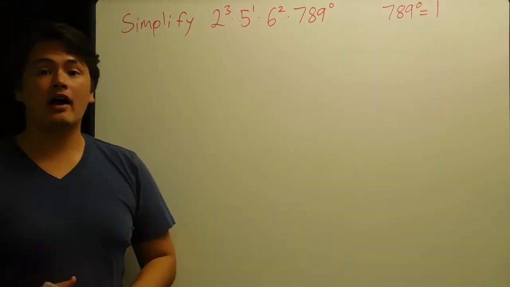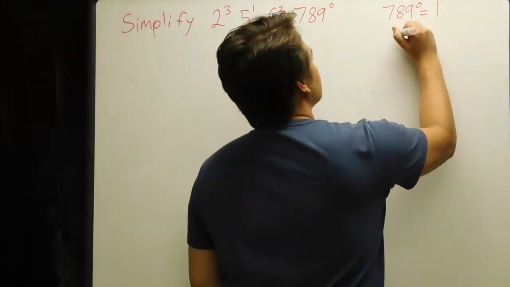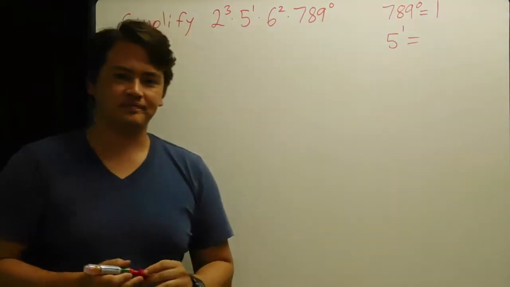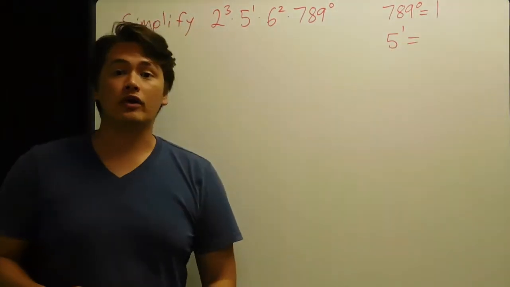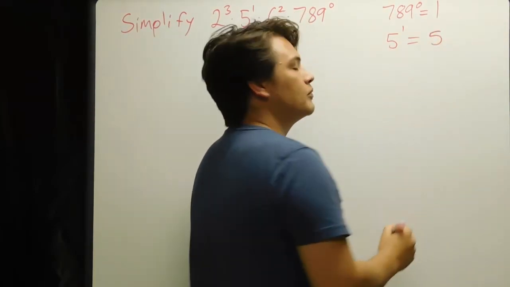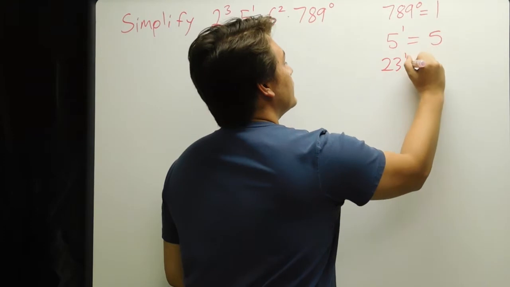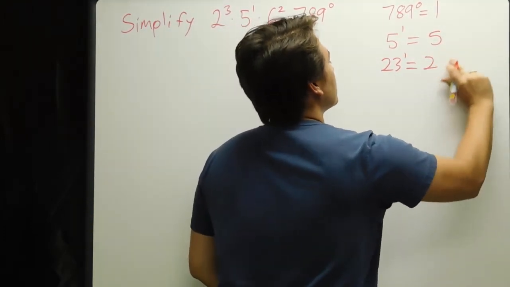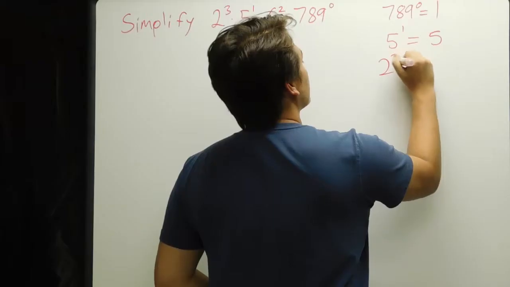To the first power. Any number raised to the first power. Another example of this would be 23 raised to the first power. It's going to be 23. So any number raised to the first power stays the same.